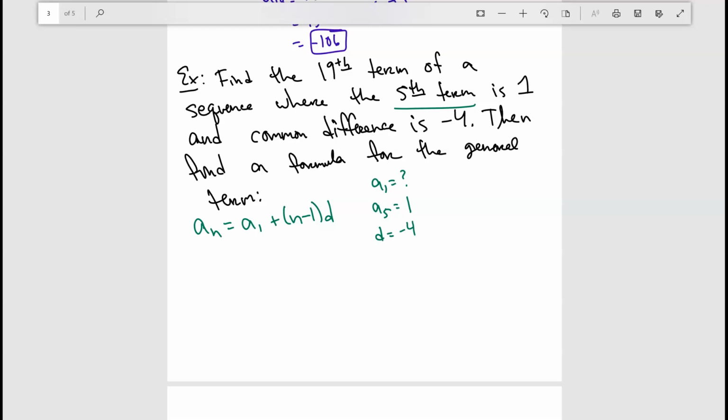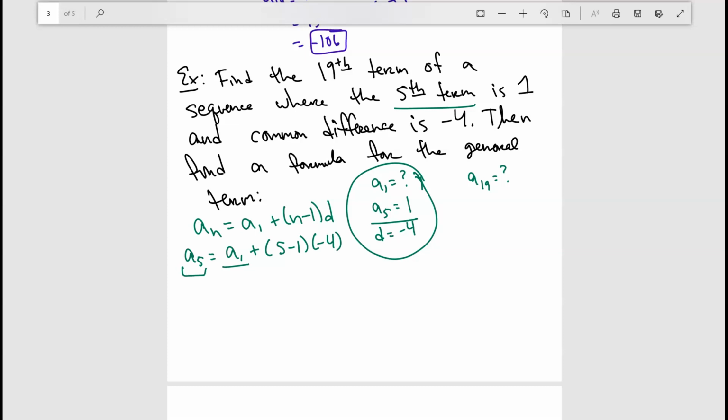So before I know what a_19 is, let's figure out what a_1 is. So let's use this information that they give us first to try to figure out what a_1 is, and then we can figure out what a_19 is. So a_5 is going to be equal to a_1 plus n, in this case 5, minus 1 times d. d in this case is -4.